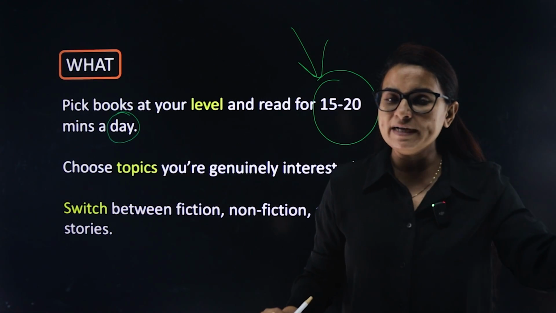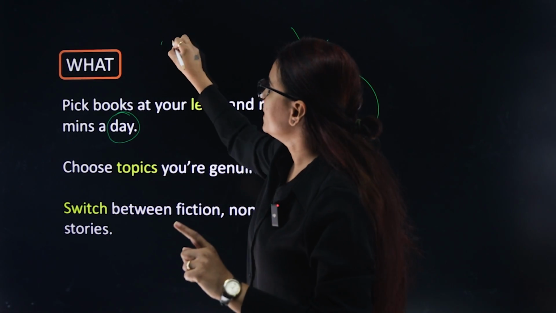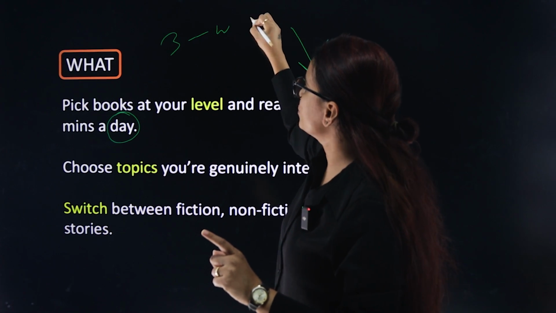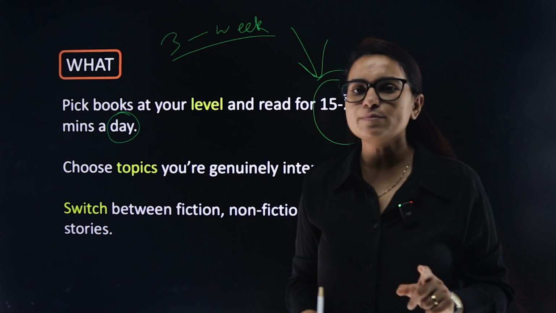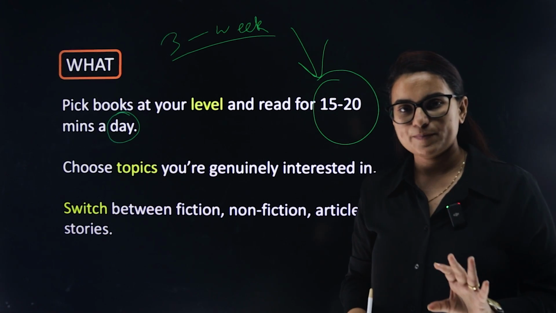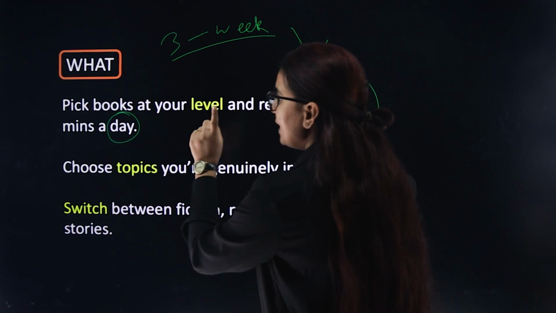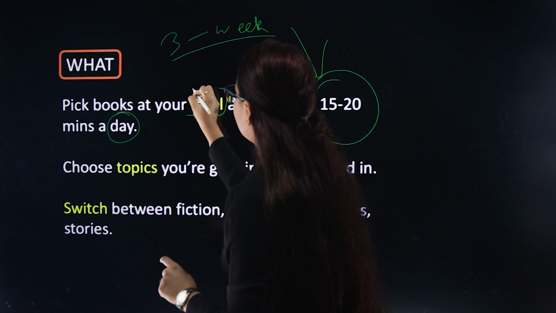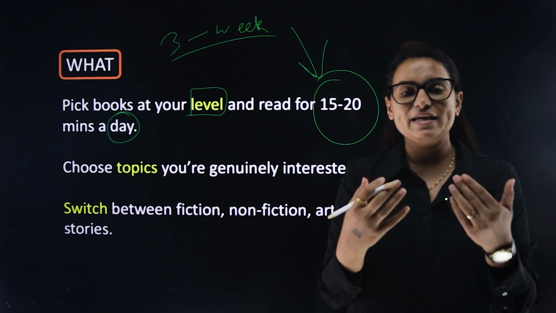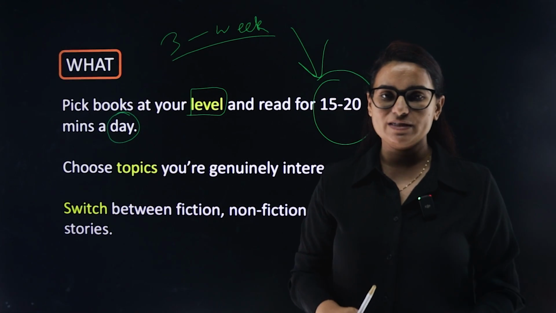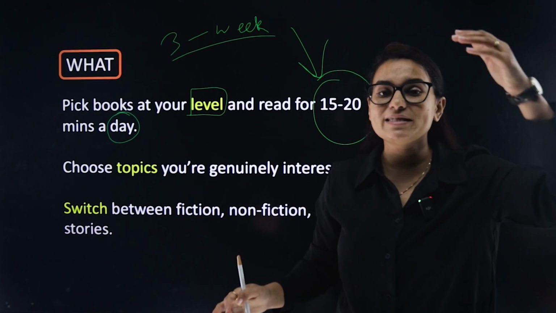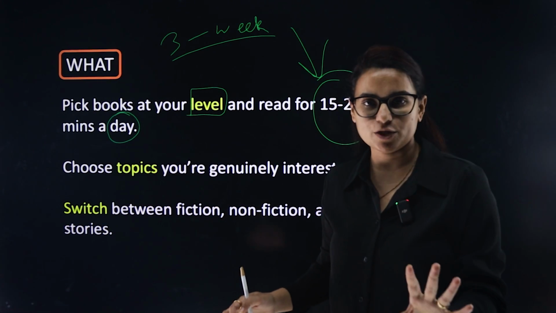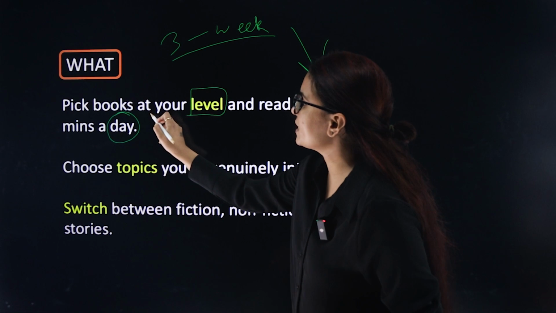Now, according to my table, I specifically said 3 times a week is also enough. Based on your schedule, 3 times a week is more than enough. You have to pick books at your level. If you are at basic, if you're reading for the first time, you just picked a book, don't read something which is heavy like Sapiens. Don't read such books. You have to pick books at your level.